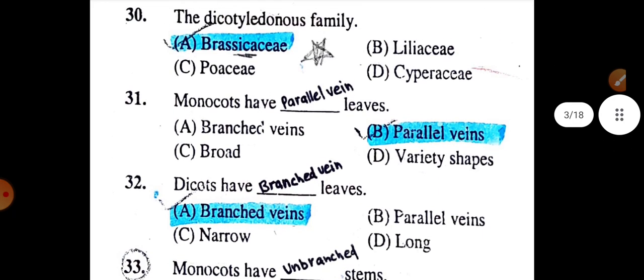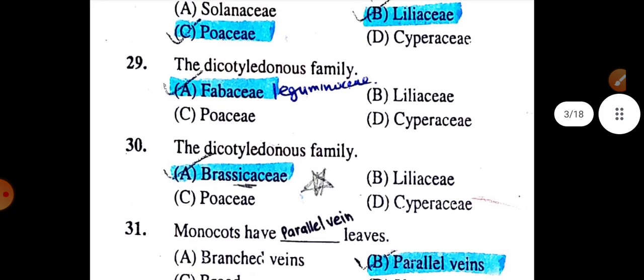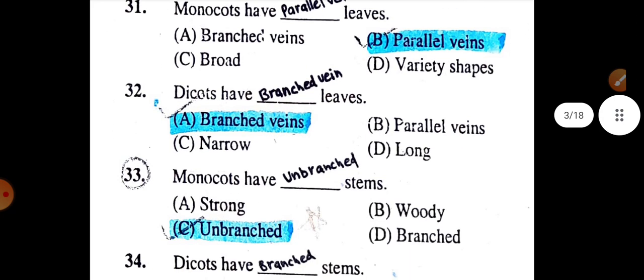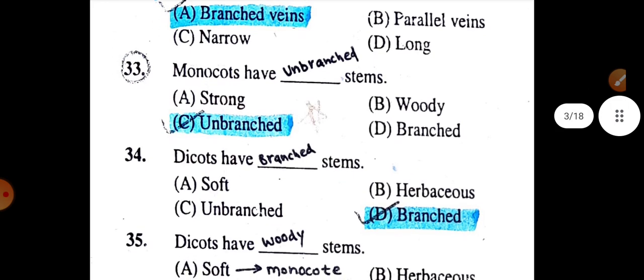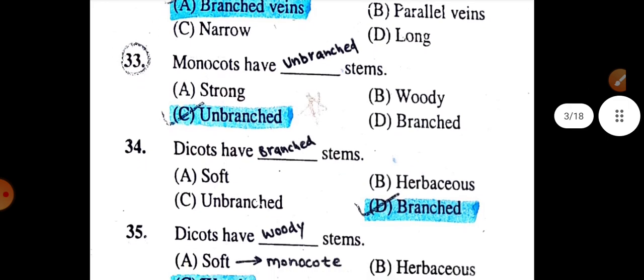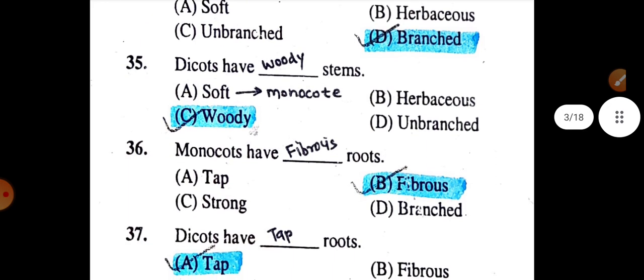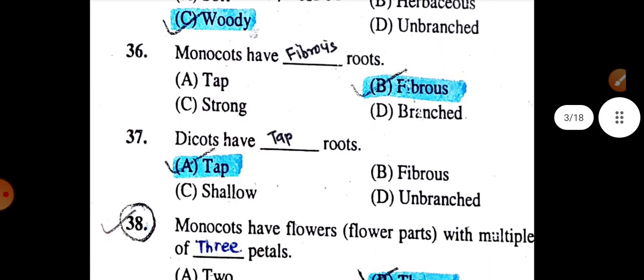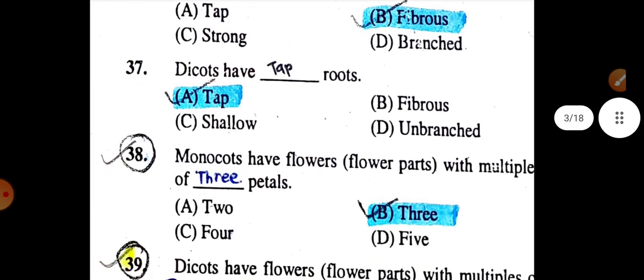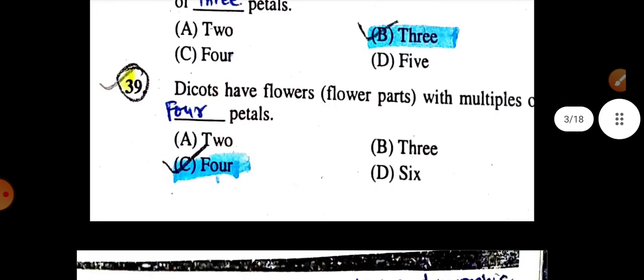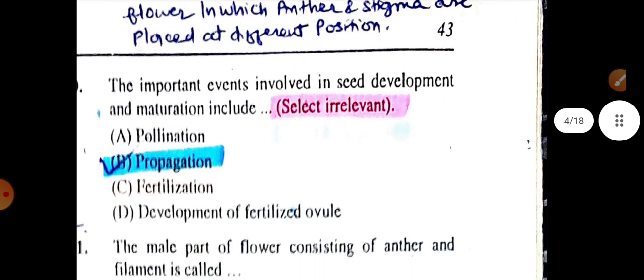Monocots have parallel veins, while dicots have branched veins. Monocots have an unbranched stem, while dicots have a branched stem. Dicots have a woody stem. Monocots have a soft stem. Monocots have fibrous roots. Dicots have tap roots. Monocots have flowers with petals in multiples of 3. Dicots have flowers with petals in multiples of 4.